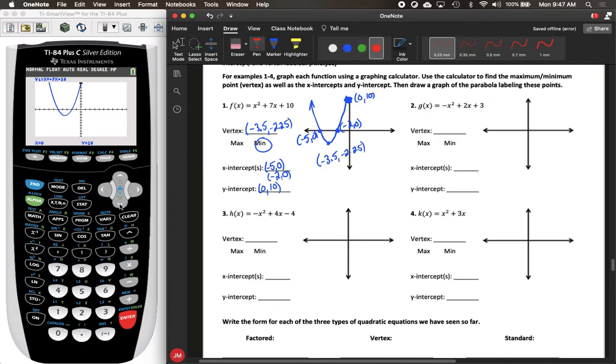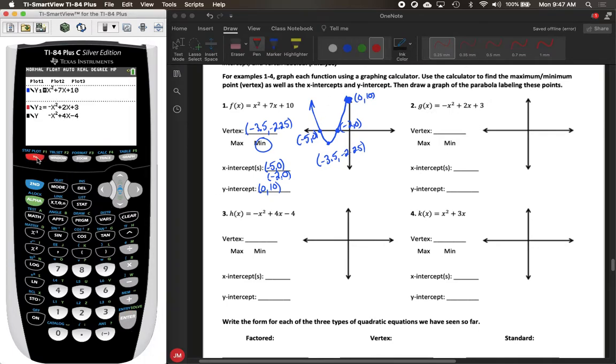Okay, let's go ahead and take a look at number 2. So for number 2, I'm going to go back to y equals. I'm going to go ahead and clear out our first equation that we had. And like I said, I've already got this one typed in, so I just need to turn the equal sign on.